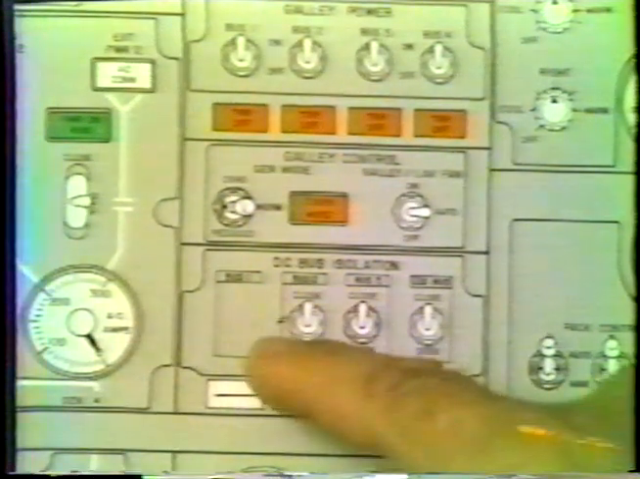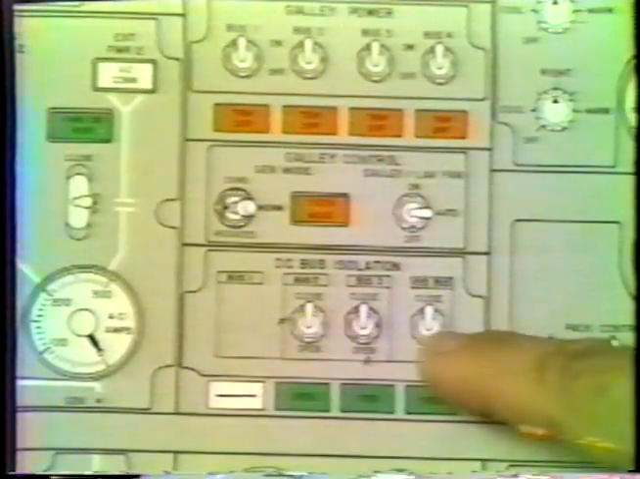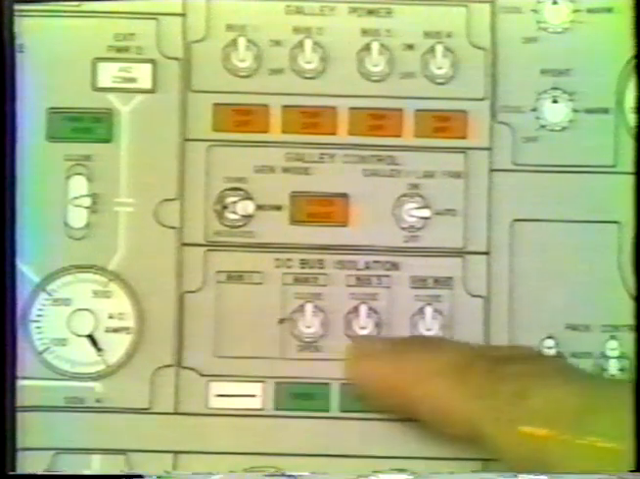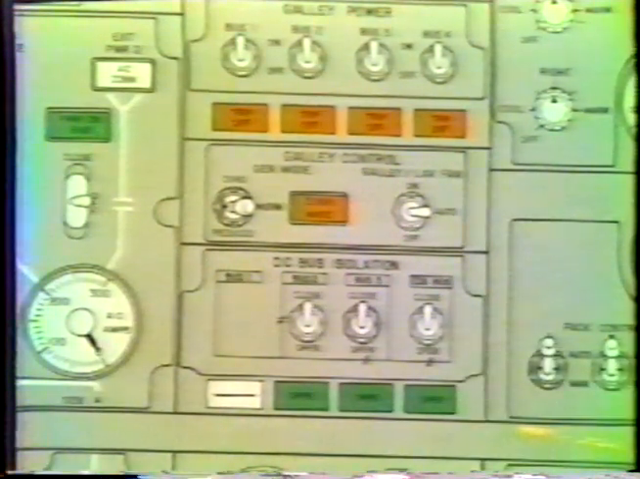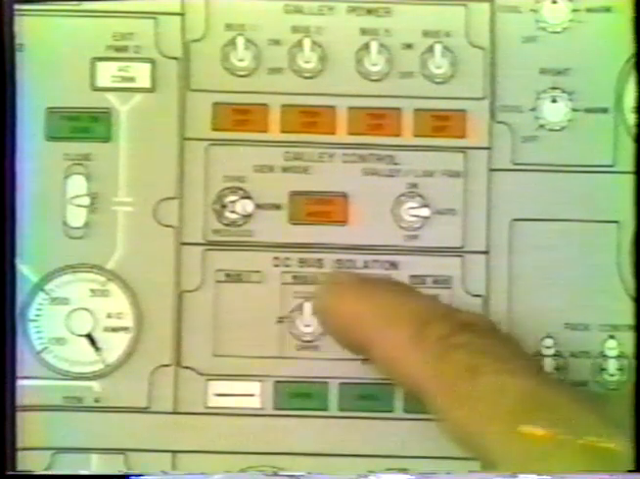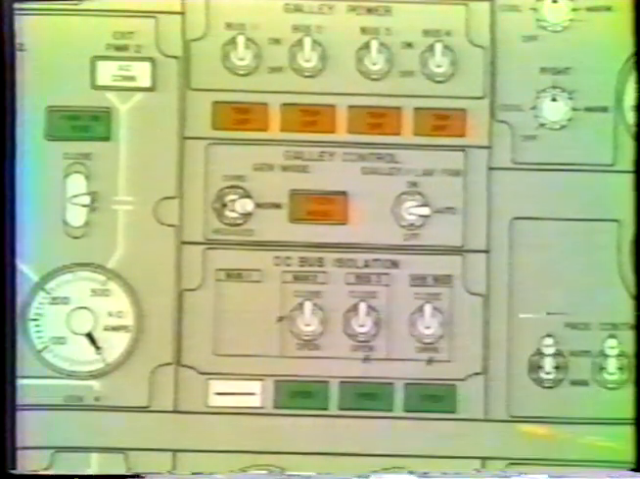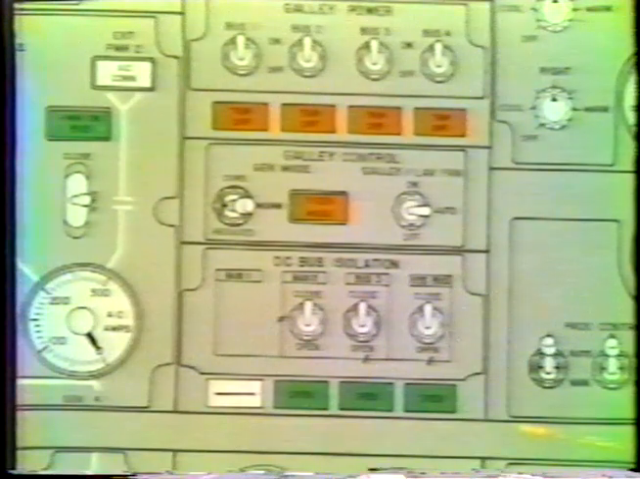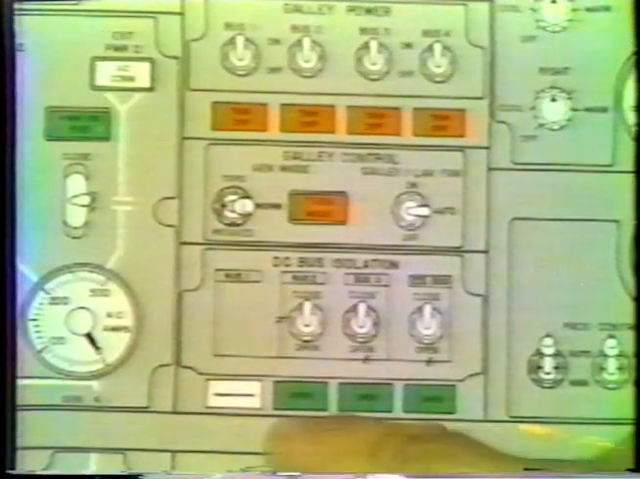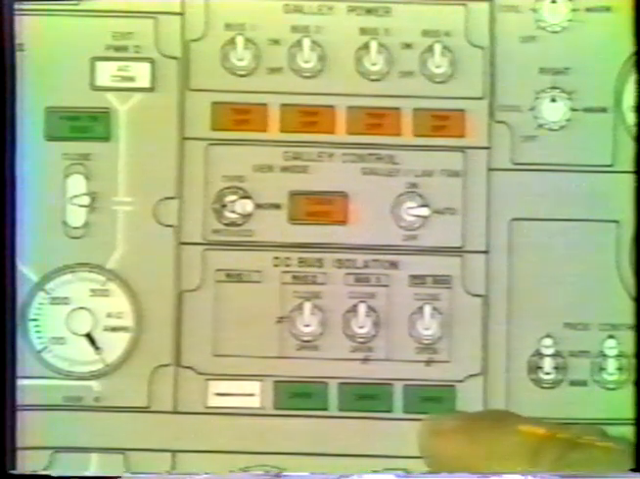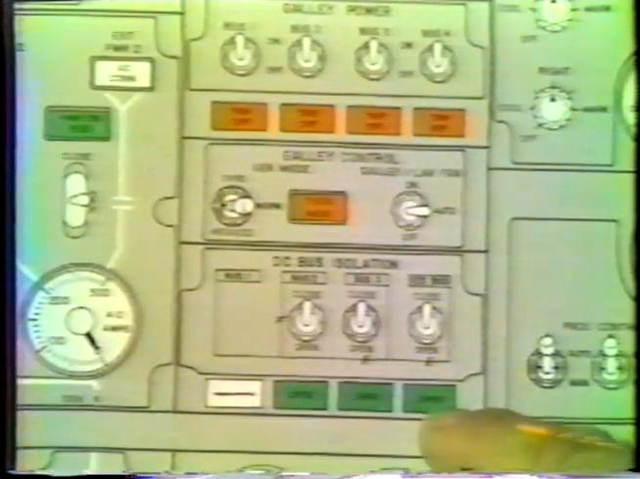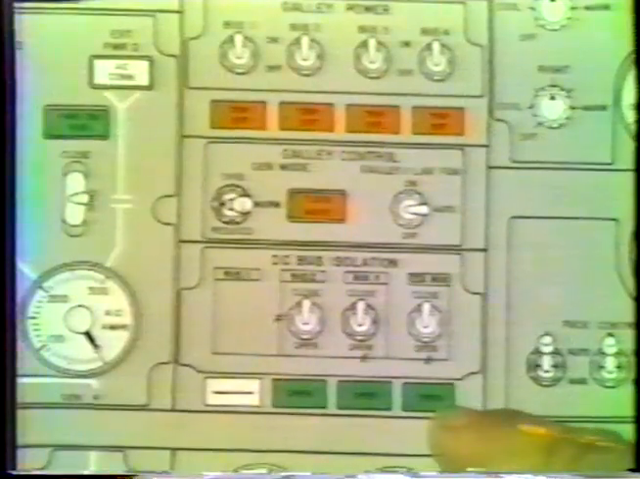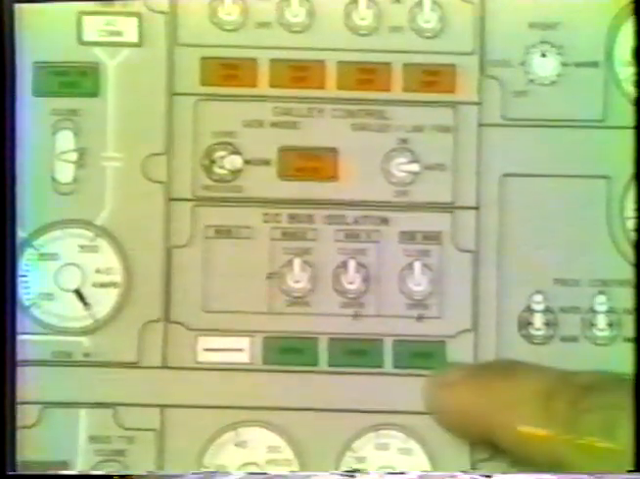Below the Lav galley vent switch, we have the DC isolation switches. There's a schematic here showing how they connect the DC isolation buses together, and warning lights to indicate whether the switch is open or closed. Normally the switches are closed under all operating conditions and the lights are normally out.